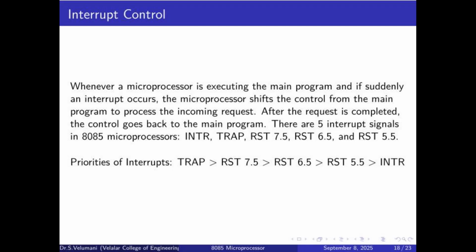Priorities of interrupts. The TRAP interrupt has more priority and is more powerful than the other interrupts. In descending order: TRAP, RST 7.5, RST 6.5, RST 5.5, and INTR. So INTR has the least priority, and the TRAP interrupt has the highest priority.